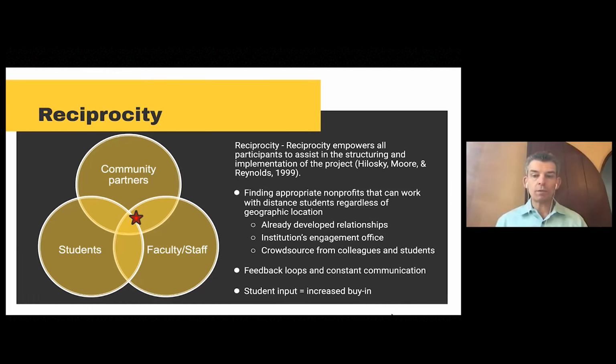It's nice to work with relationships that the campus has already developed. And the Office of Community Engagement at Cal State San Bernardino has a list of organizations that might be looking for support. Crowdsourcing ideas from colleagues and students is another way to go. Basically brainstorming who needs help and what are the needs that we can support, making sure again that it's aligned with the outcomes of your course. It's important to make sure that with this concept of reciprocity that you're building in feedback loops and constant communication and making sure that the students have input in the process because they will be more motivated to participate.